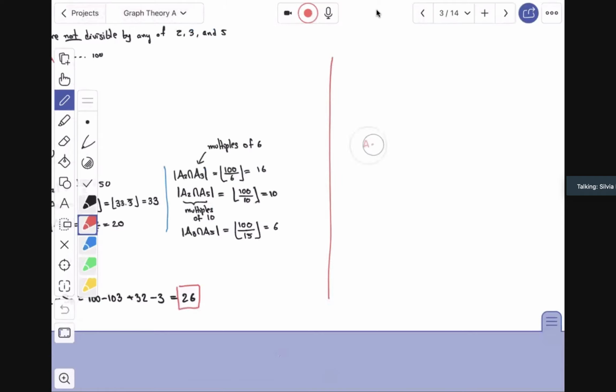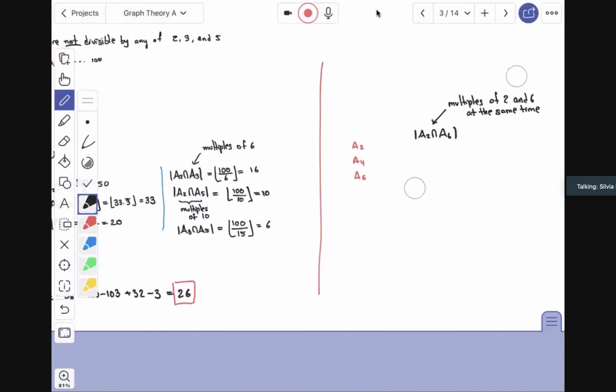As if you had A2, A4, A6, same problem. Numbers between 1 and 100, not divisible by 2, 4, or 6. The thing is that when you do A2 intersection A6, these are multiples of 2 and multiples of 6 at the same time, right? So what does that mean? Well, multiples of 2 and 6 at the same time. Every multiple of 6 is a multiple of 2, right? So this is just multiples of 6.